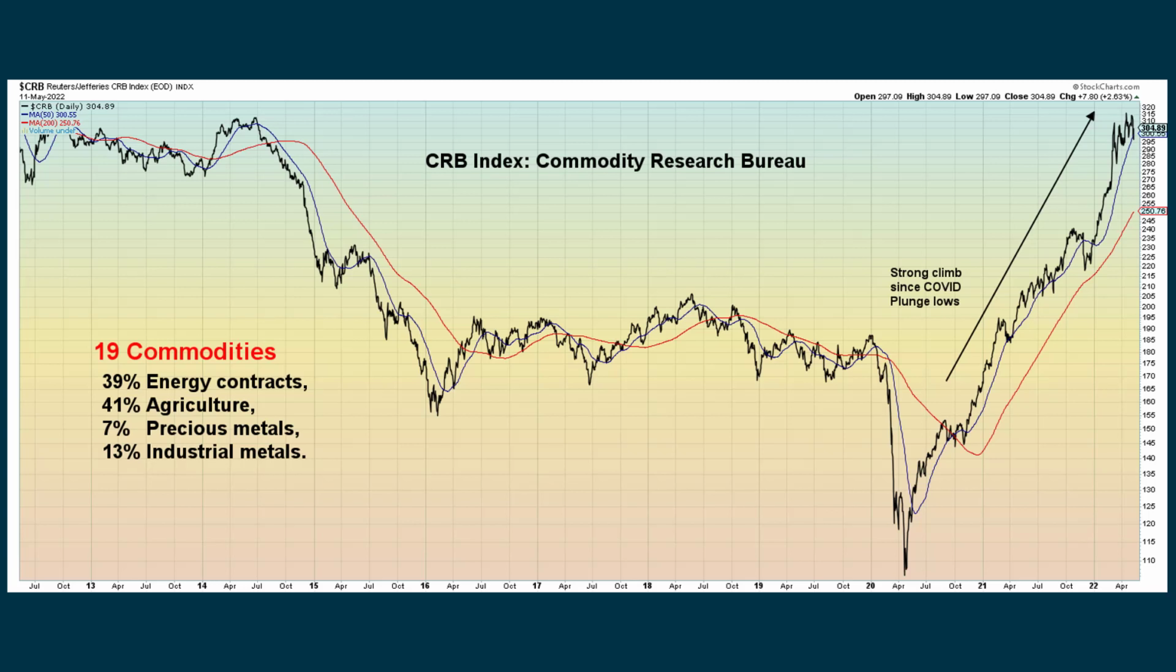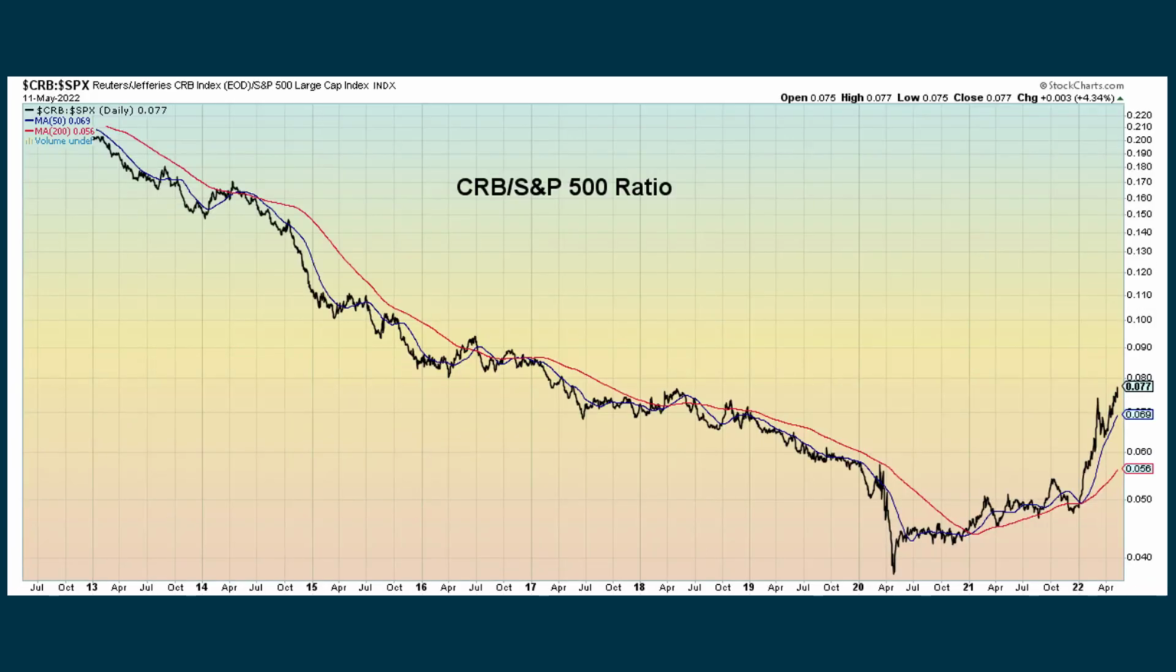Well, over on the right-hand side, you can see where the CRB has really been in a strong uptrend. I have a 50 period and a 200 period moving average plotted on there, and we're way above and have been doing very well pretty much since the COVID lows. Here's another representation showing the ratio between the CRB index, commodities, and the S&P 500.